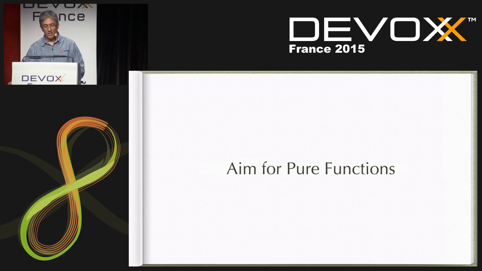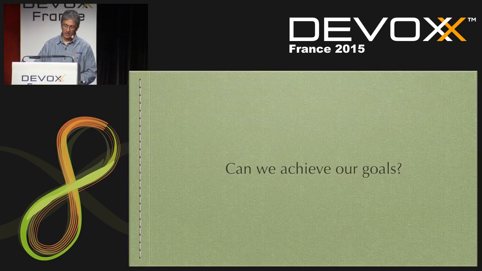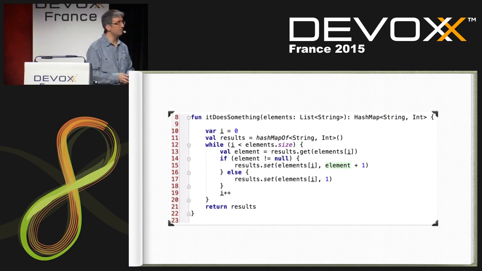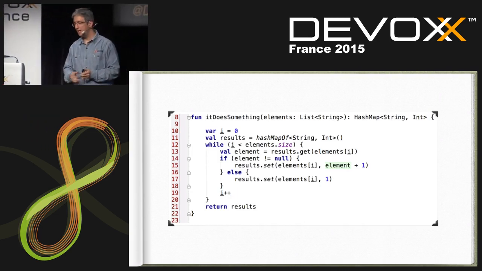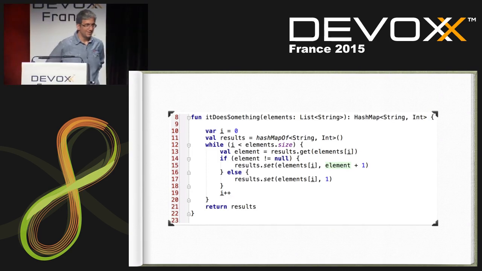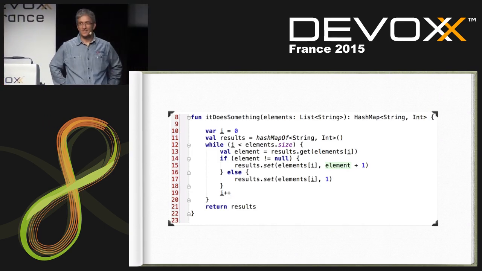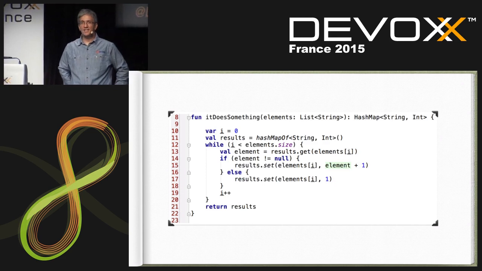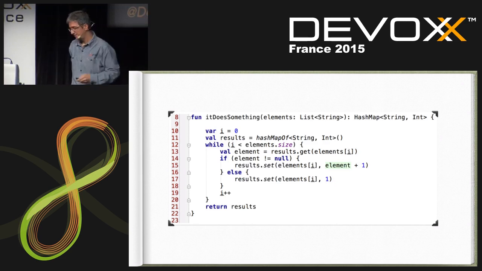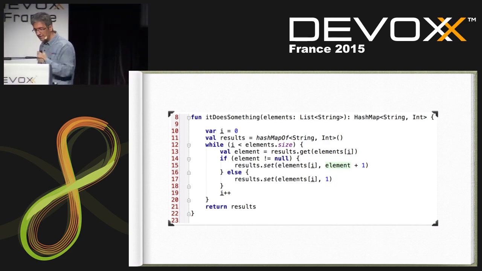Okay, so can we achieve our goals? So let's try and take some typical code that we have and see what exactly it means in terms of functional programming and refactoring to functional. So here is a block of code, and can somebody tell me what it does? Something. You can see it right up there. It does something. Right?